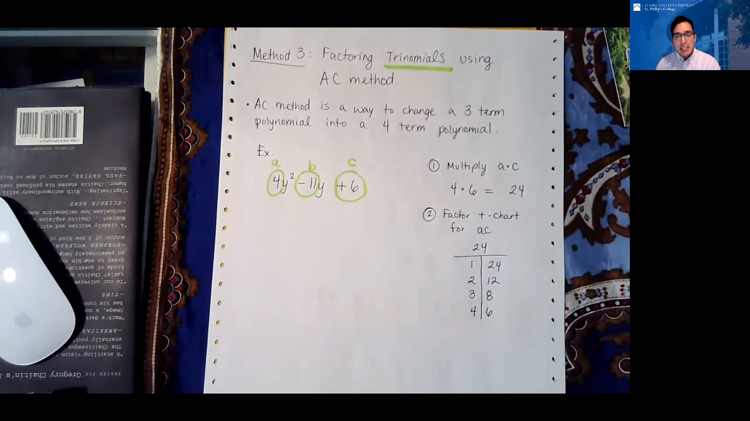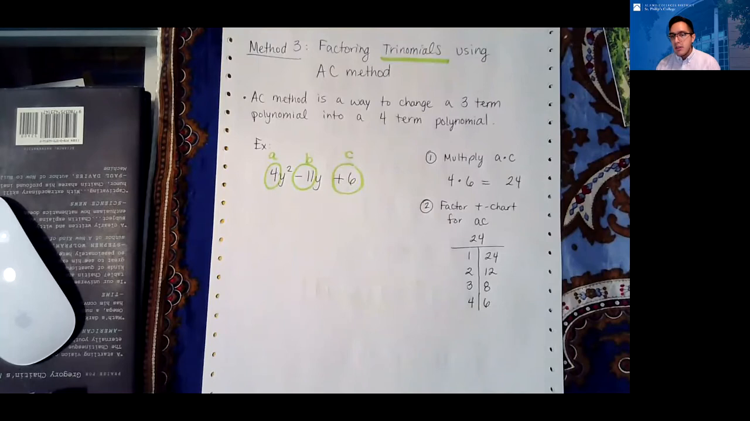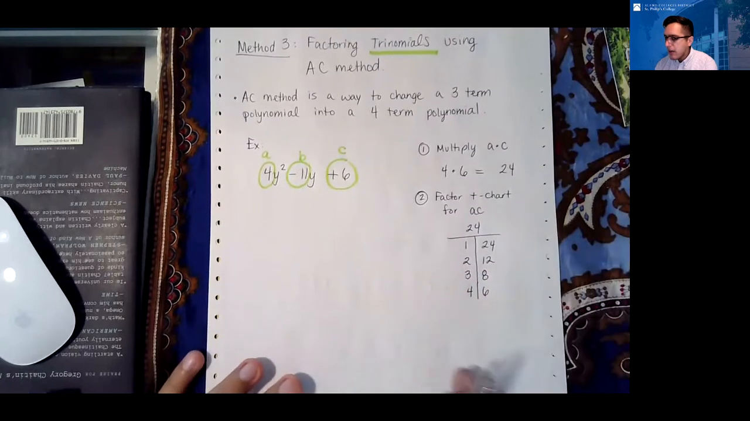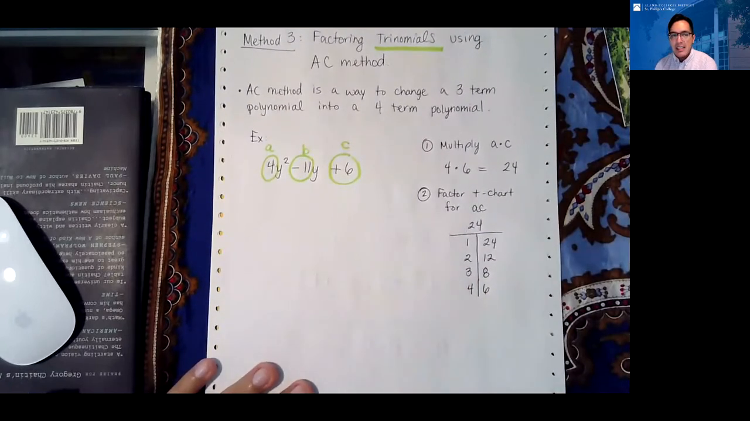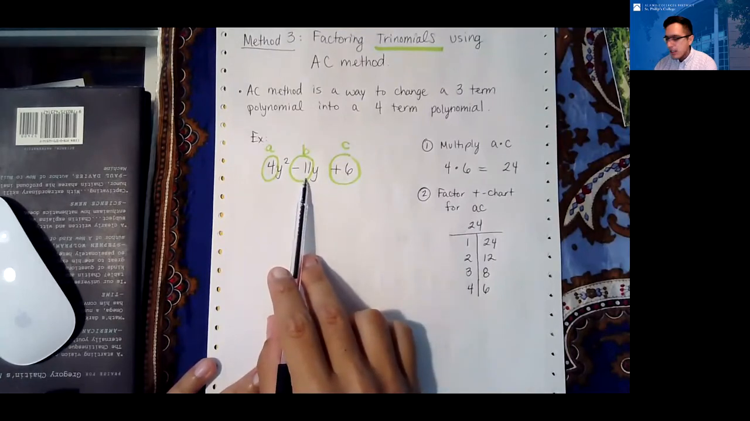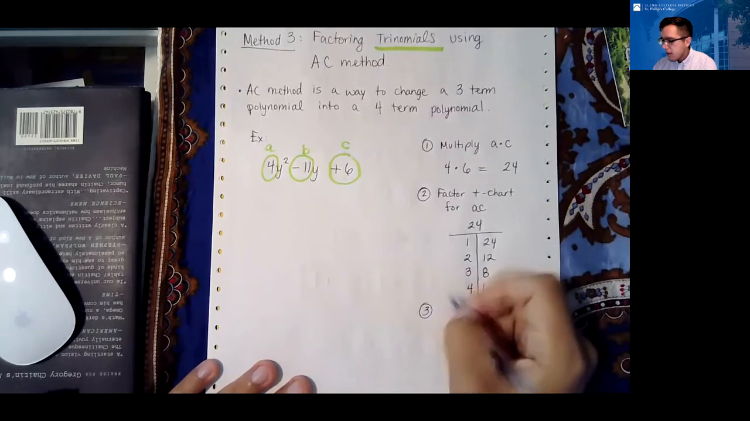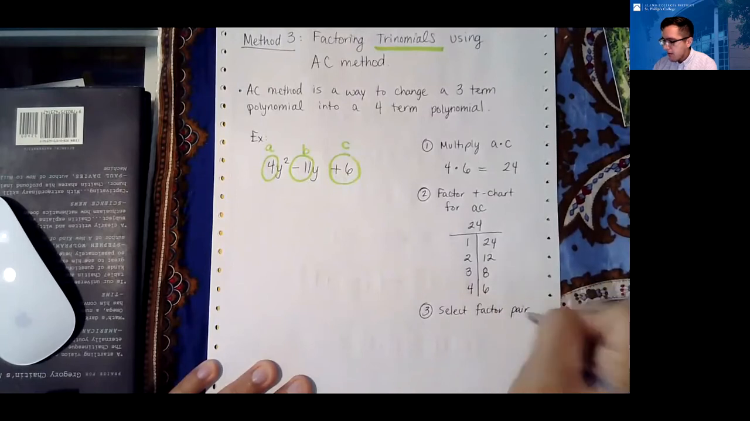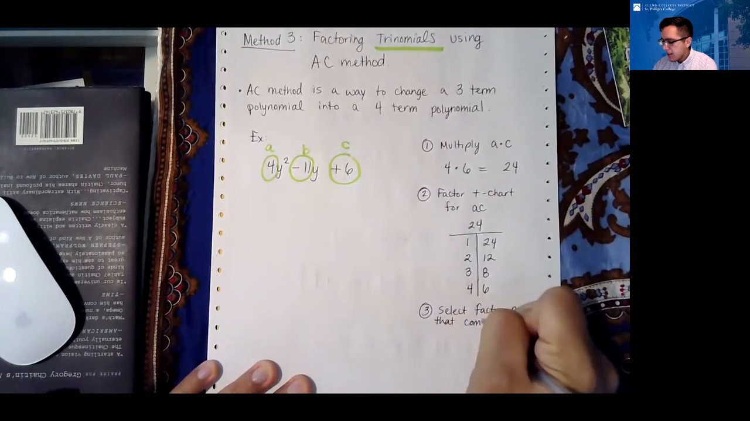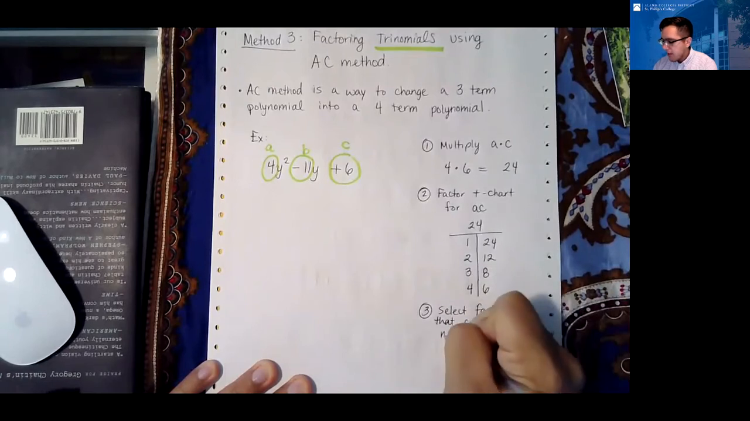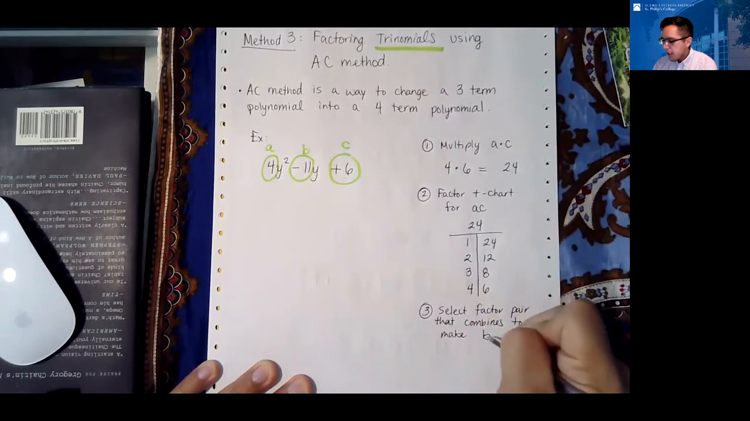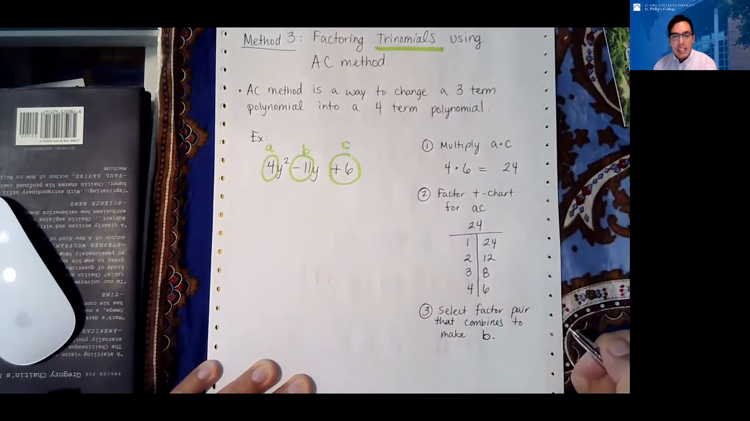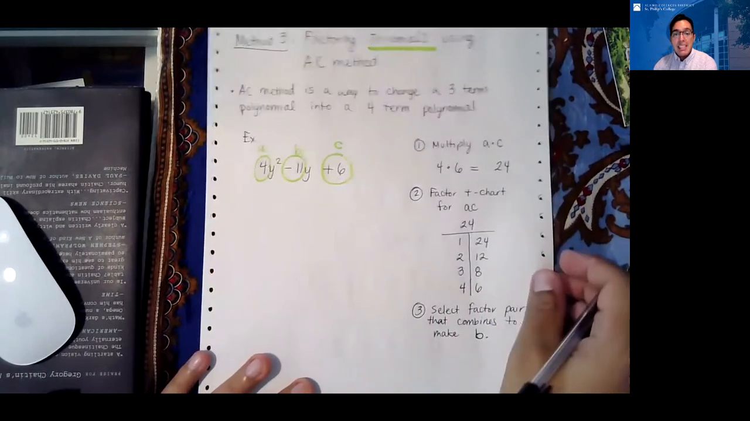Okay. So we multiplied A times C. We looked at all the factors of that number. And now the next step is to choose the factor pair that's going to add or combine somehow to give us the middle term, negative 11. So select the factor pair that combines to make the thing that we labeled as B. In this particular problem, b is equal to negative 11.